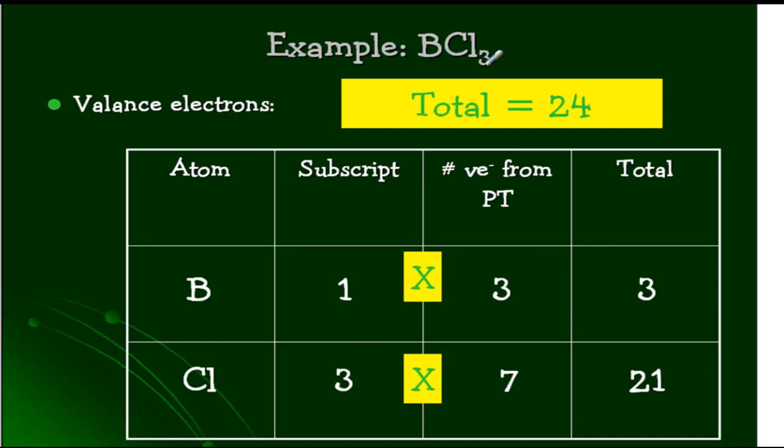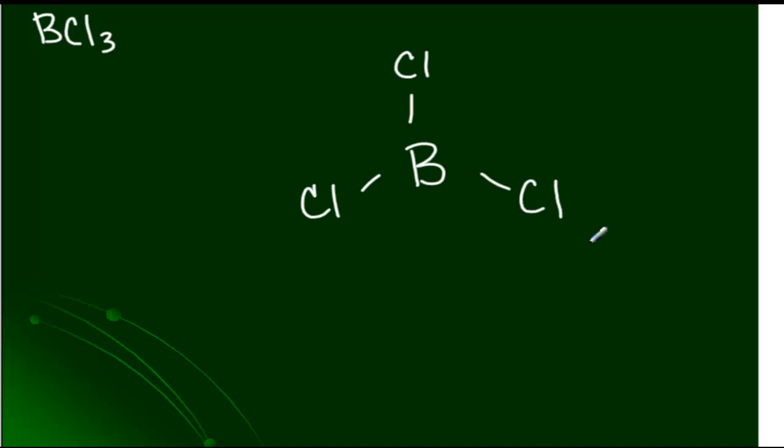Alright, if we have boron trichloride, there's 1 boron, there's 3 chlorine. Boron has 3 valence electrons because it's in column 13, and chlorine has 7 valence electrons because it's in column 17. So we have a total of 24 valence electrons. So now we've got to choose our central atom. If our formula is BCl3, then boron will be our central atom, and we will attach our 3 chlorines.